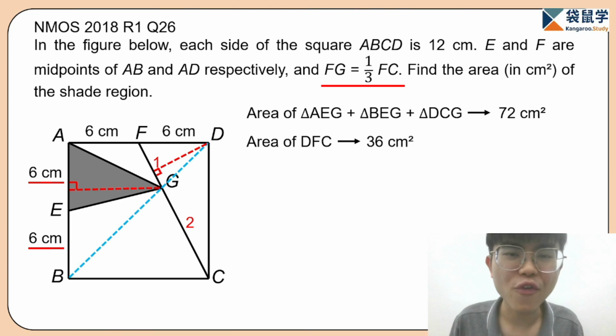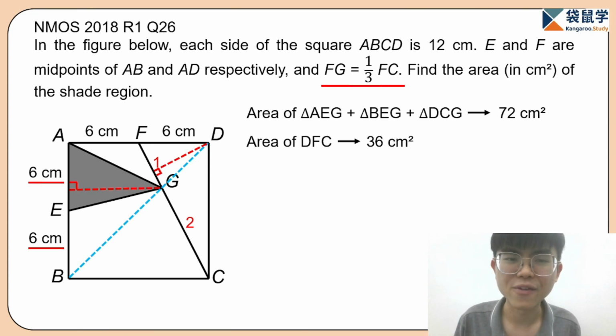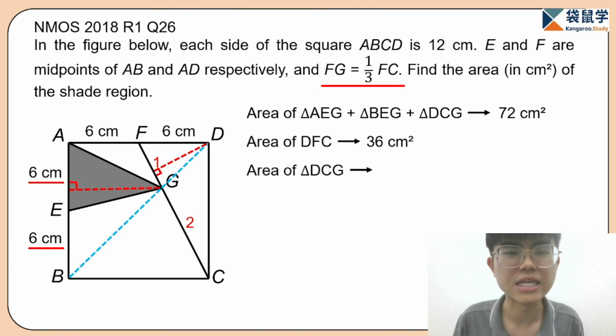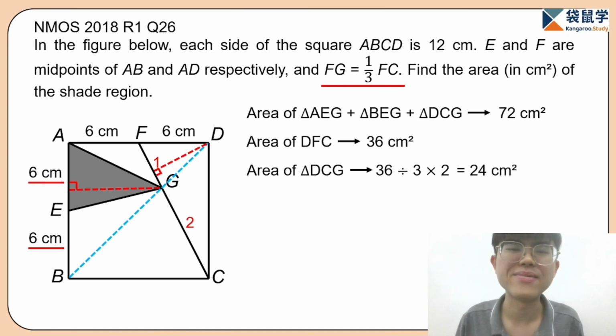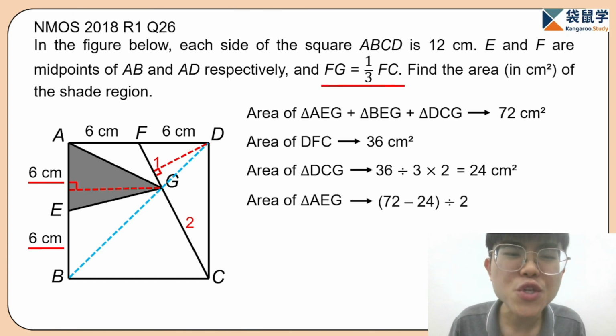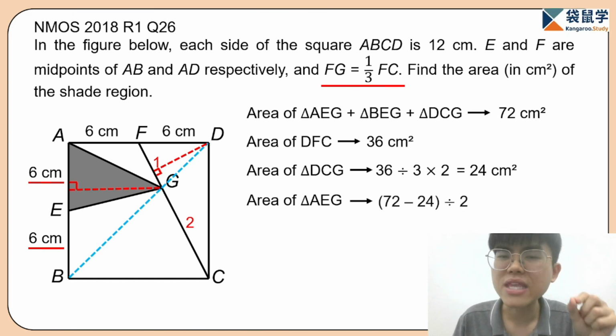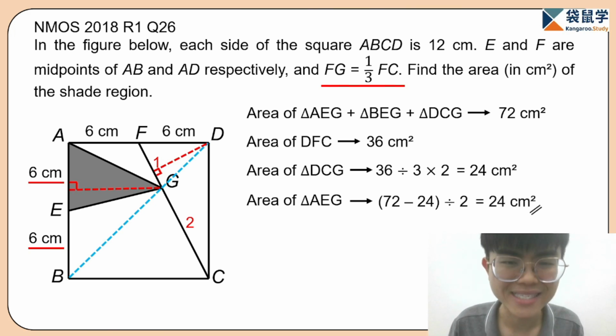we have these two pieces of information that we have just calculated, let's try to find our final answer for the area of the triangle DCG. Based on the multiple of base, it is just equal to 36 divided by 3 multiplied by 2, which is equal to 24 centimeters squared. So the area of the triangle AEG is just 72 minus the area of DCG, which is 24, and then we divide it by 2, which is just equal to 24 centimeters squared. And this is our final answer, right?